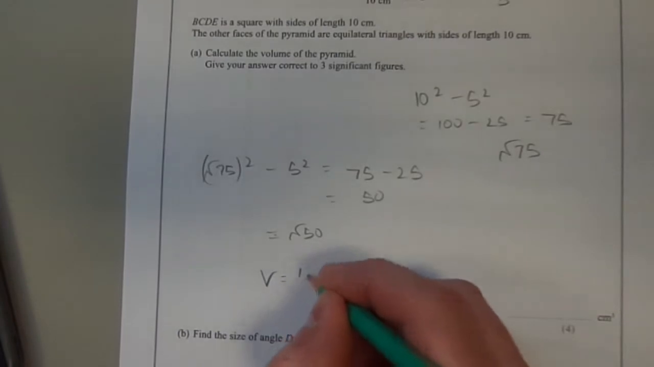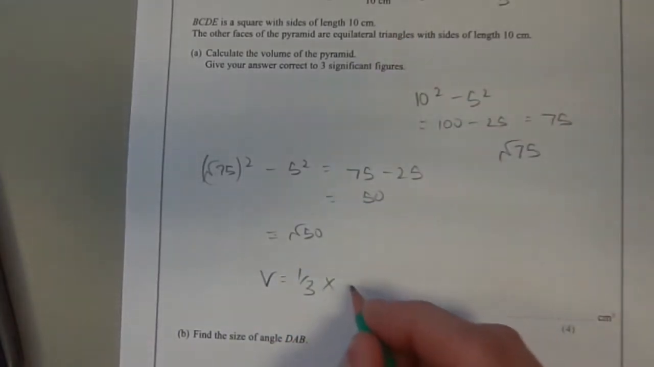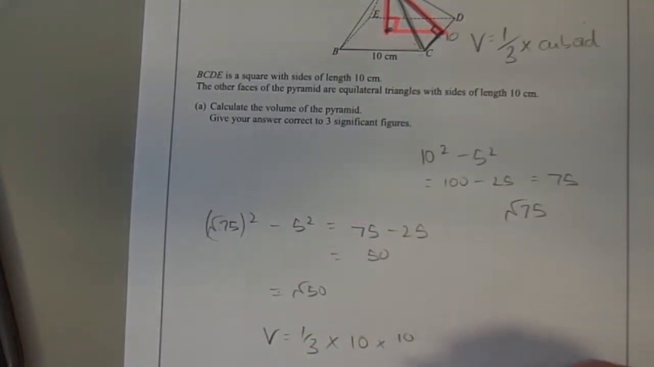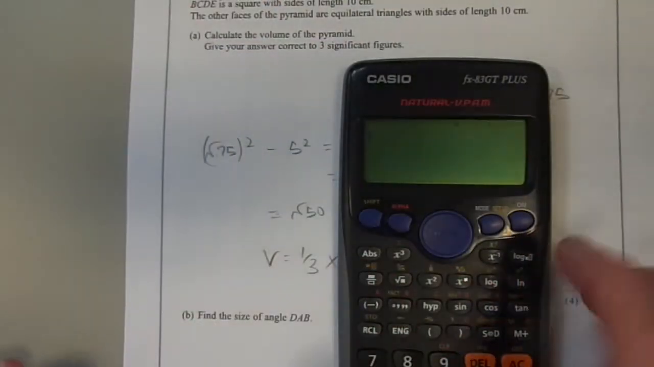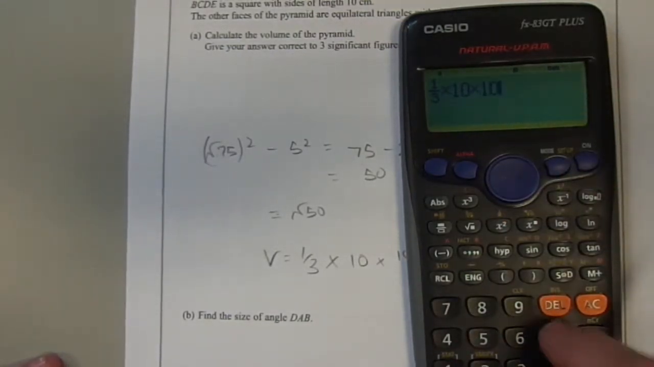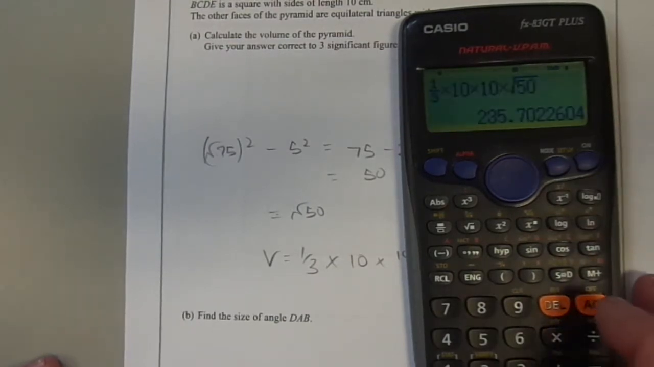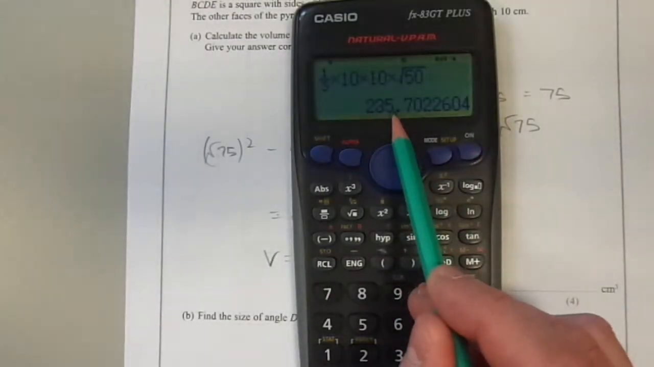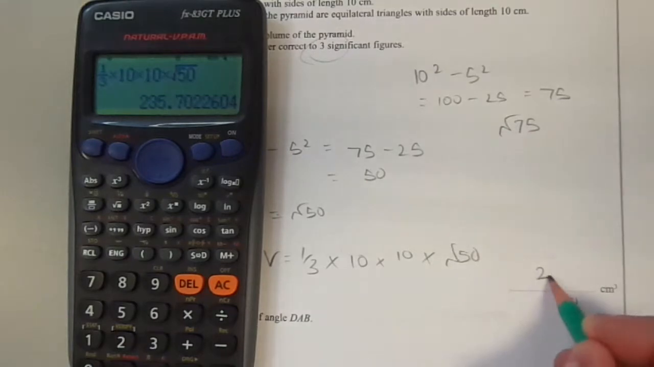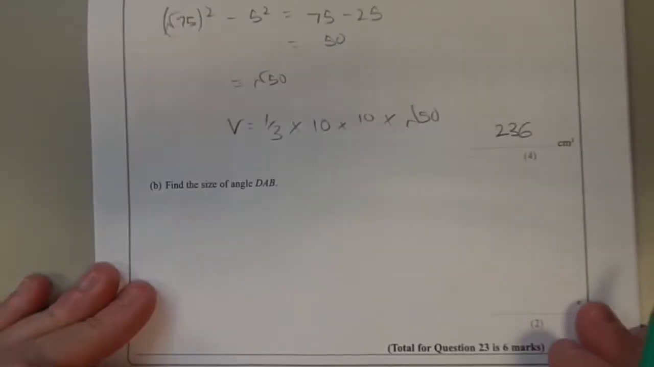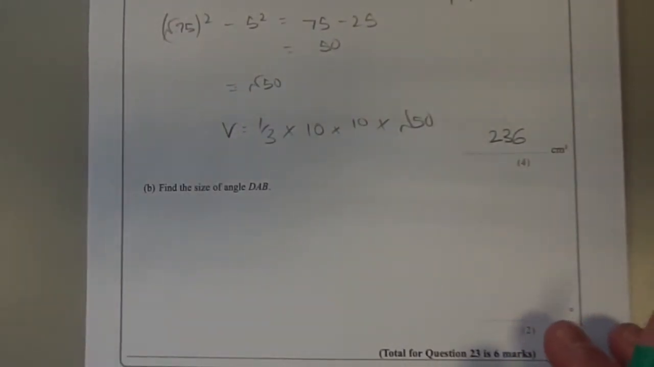So therefore the volume is equal to a third of the base length multiplied by the base width multiplied by the height, 1/3 multiplied by 10 multiplied by 10 multiplied by root 50 is equal to, correct to three significant figures, first, second, third, rounding to the nearest whole number this time, 236 centimeters cubed.